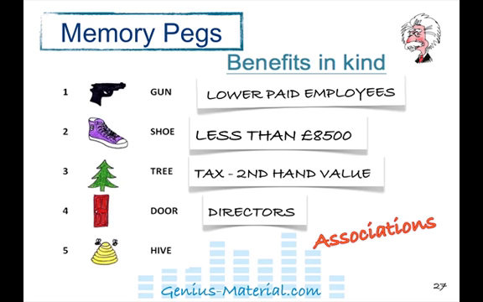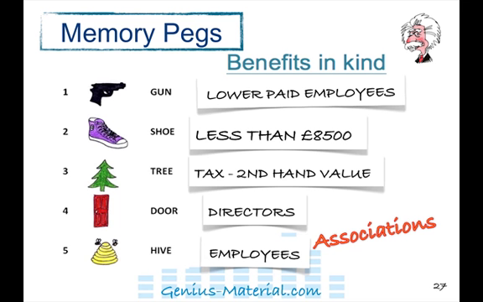Now we've got 4 door and directors. I would make the association then that the director has the best room in the building and sits behind a closed door. If you're summoned to the director, it feels like a big deal. You just knock gently on the door and really hope that they're not there, and that you could just avoid going in right now, that it happens another time instead. Right, so I've made up a little bit of a story there about 4 door and directors. 5 hive. We've got to associate employees. This one's fallen nicely, hasn't it?